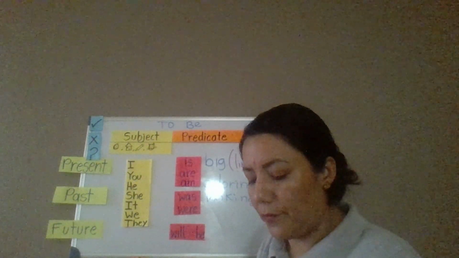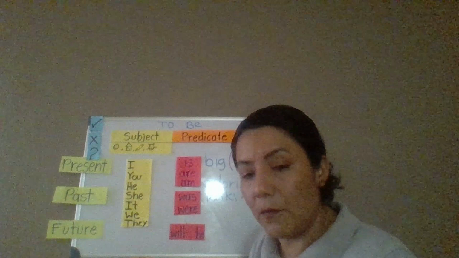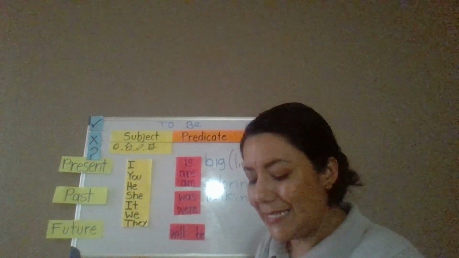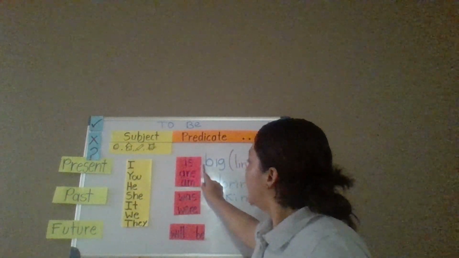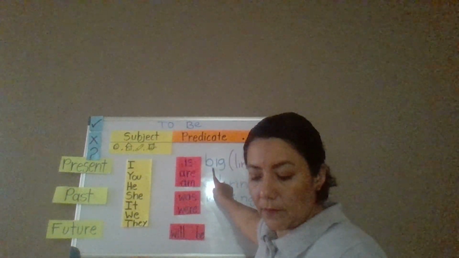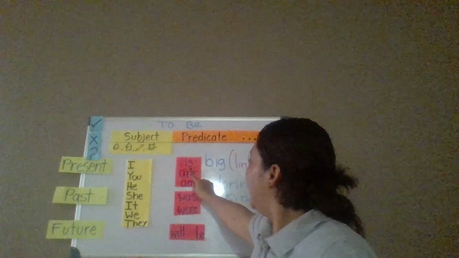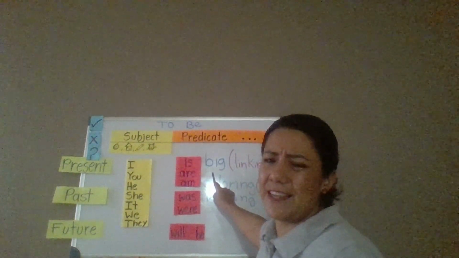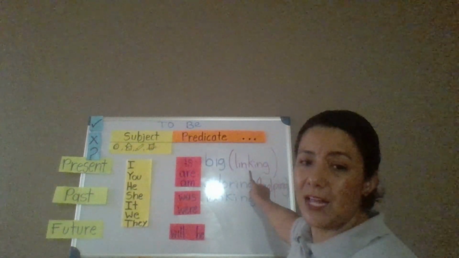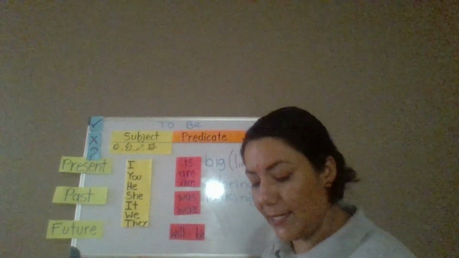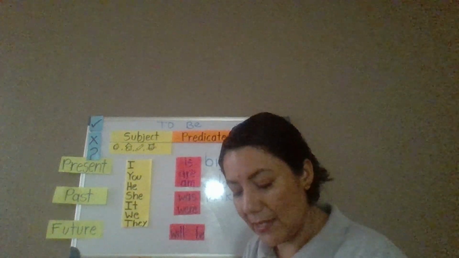Number 5: Singing is good for your brain and can make you feel better. Singing is good for your body, good for your brain. Is good. Good is not a verb. There's only one verb. So that is linking. Write it down.